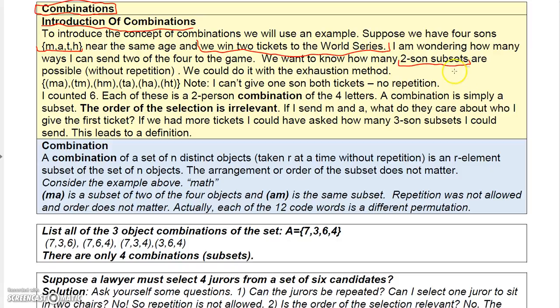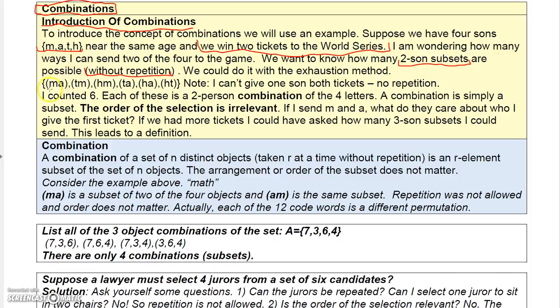In other words, we want to know how many 2-son subsets are possible, because the order that I select the 2 sons doesn't matter. They still get to go as long as they're in the group. And obviously I can't have repetition. Repetition would be silly because I'm not going to send son M and son M to the game. He's not going to use both tickets.